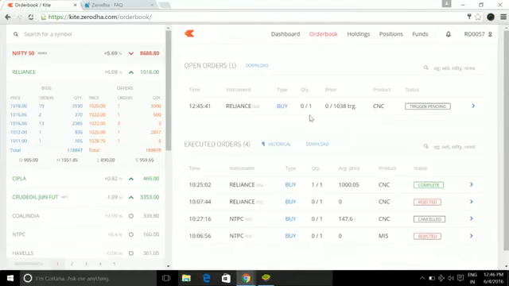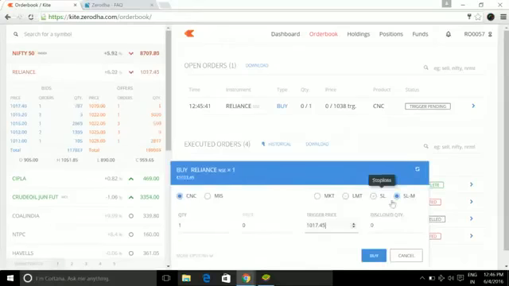So if you want to buy above a certain price or sell below a certain price, the way to go is using trigger orders, right? Trigger orders can be fired using SL and SLM, these two options.